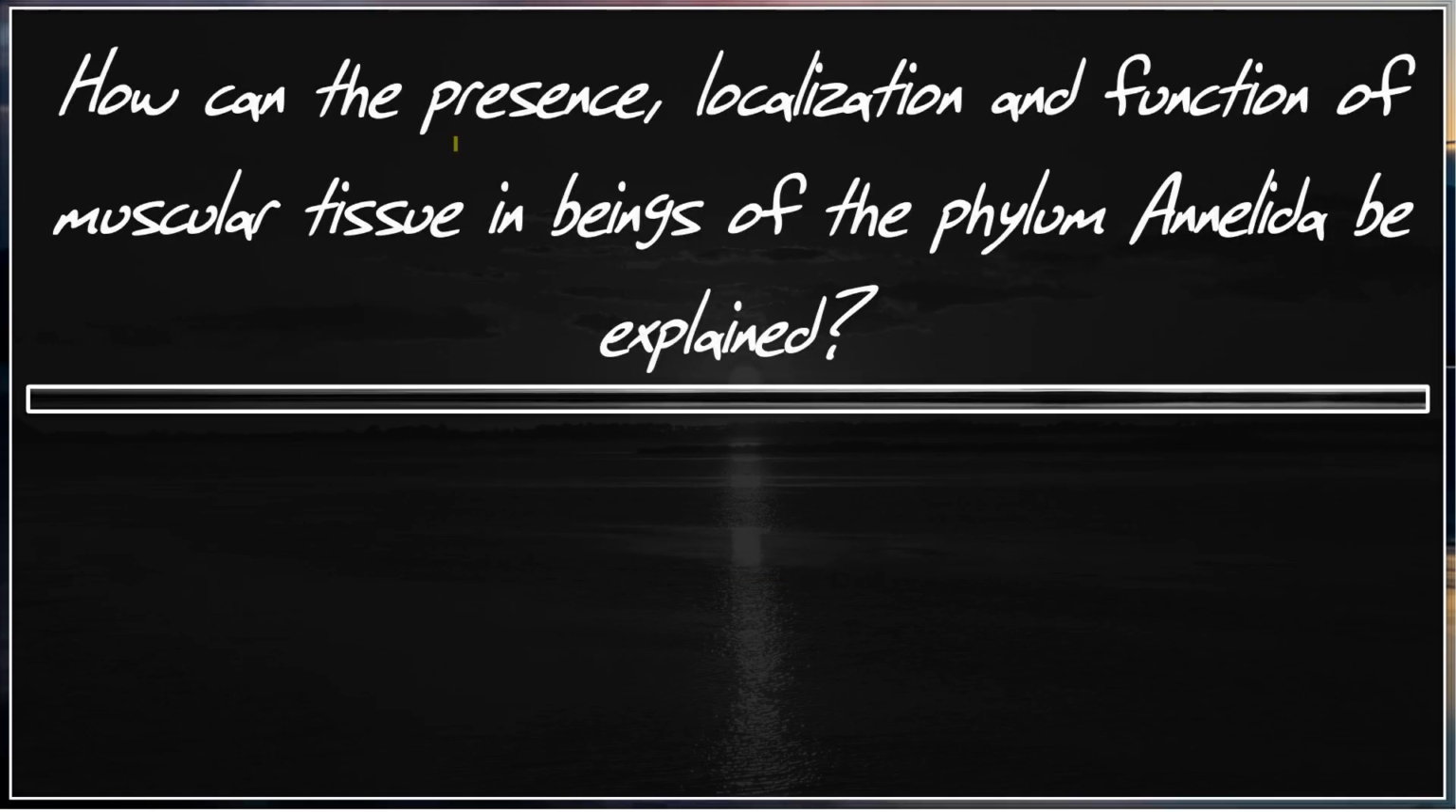How can the presence, localization, and function of the muscular tissue in beings of phylum Annelida be explained?